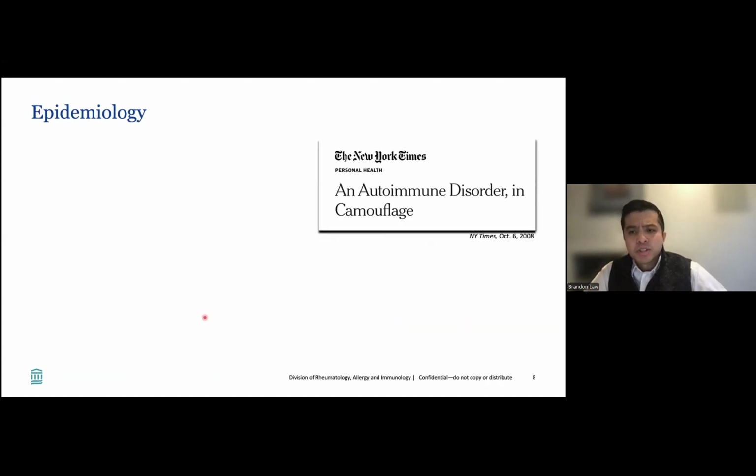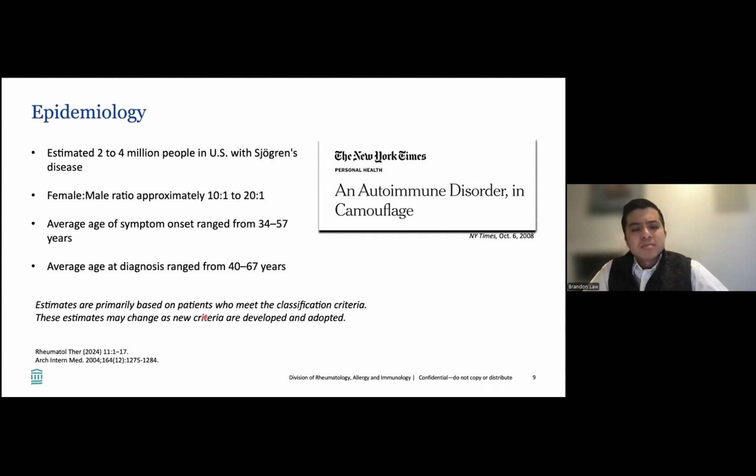So some quick epidemiology, just so people have a little bit of context here. The New York Times wrote an article in 2008 calling this an autoimmune disorder in camouflage because it really can affect people in ways that appear quite invisible to an outside observer. It's estimated that up to maybe about 4 million people in the United States have it, based on the Sjögren's Foundation estimates. It primarily affects females in about a 10 to 20 to 1 ratio, depending on what study you look at. And it typically impacts people, when we look at these studies, in the 30s to 50s, though we've definitely seen patients with the disease in certainly earlier years of life, and diagnosis around age 40 to age 60. And these estimates are based on our current understanding of patients who meet classification criteria.